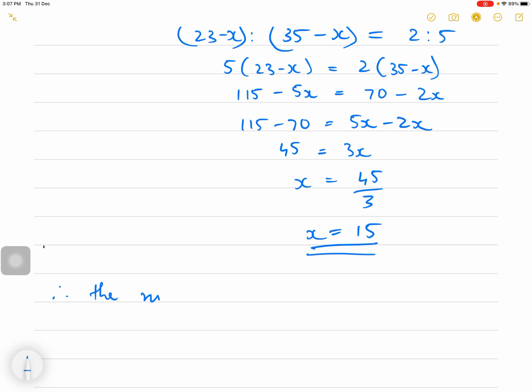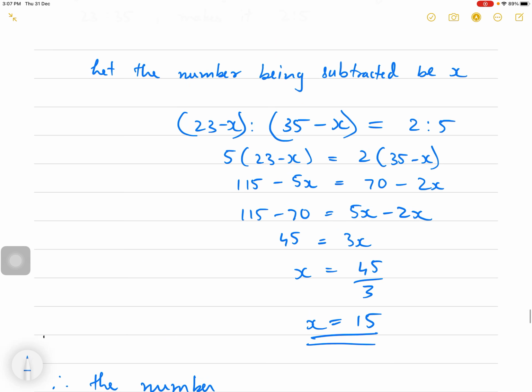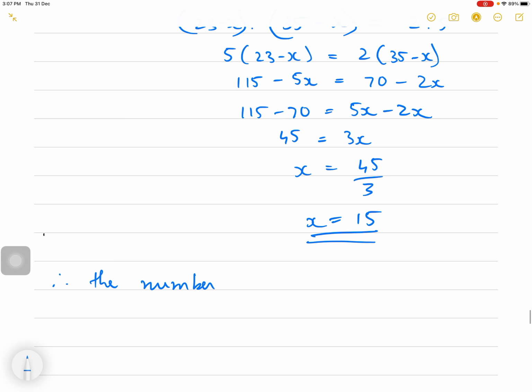Therefore the number being subtracted is 15.